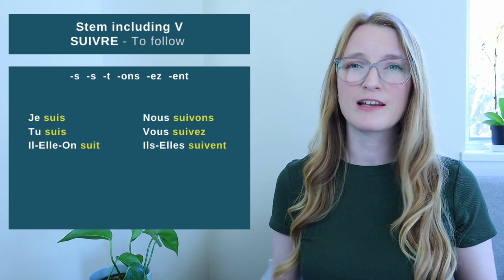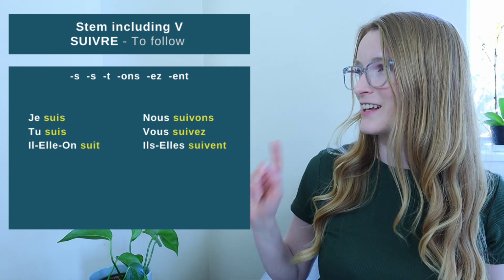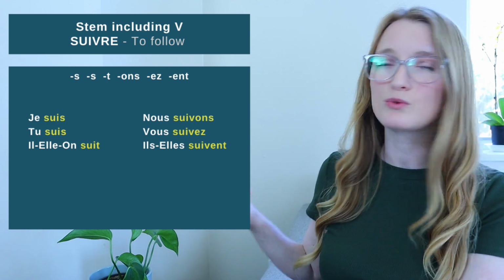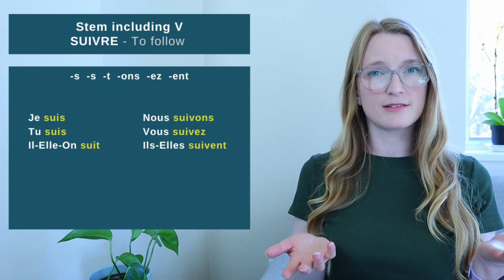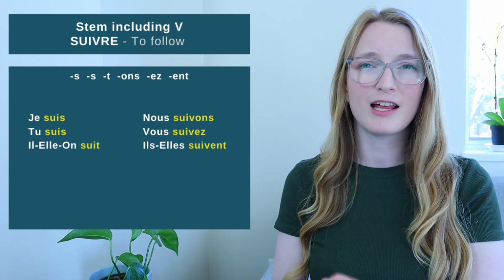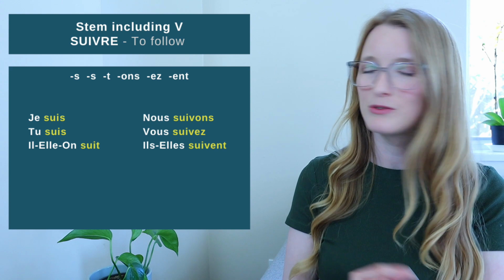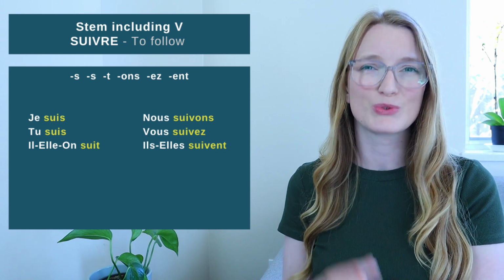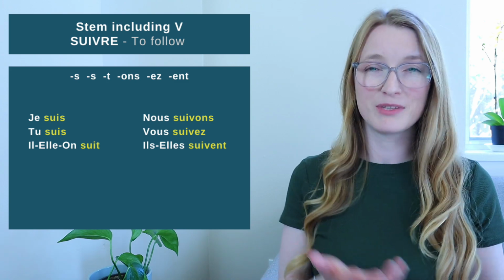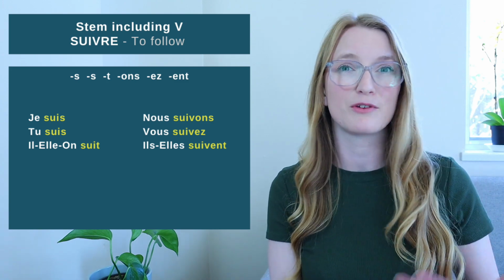This one is fairly regular because the stem is only going to be S-U-I and then we have S-U-I-V. So it's actually not that bad. Let's see. Je suis, tu suis, il, elle, on suit, nous suivons, vous suivez, ils suivent, elles suivent. This one is actually okay, besides the fact that you can mix it up with to be.